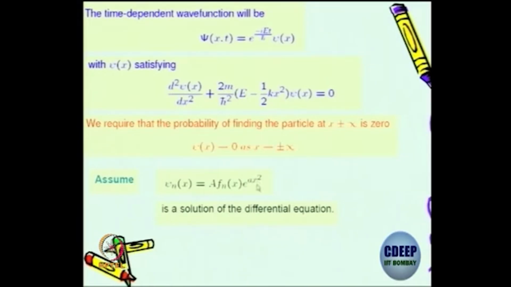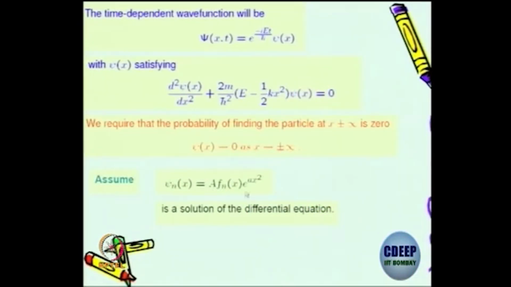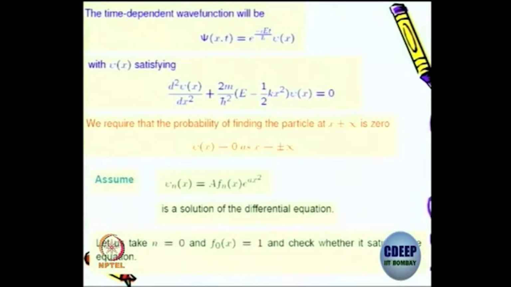So as of now, let's assume that this trial wave solution will allow us to fix what is the small a value, what is the capital A value, what is the f_n of x, where this n denotes the stationary states of energy E_n. Okay, is that clear? Okay, so for n equal to 0, which is the lowest state, we take f_0 of x to be 1 and we want to verify whether this is an allowed solution when we plug into this equation.